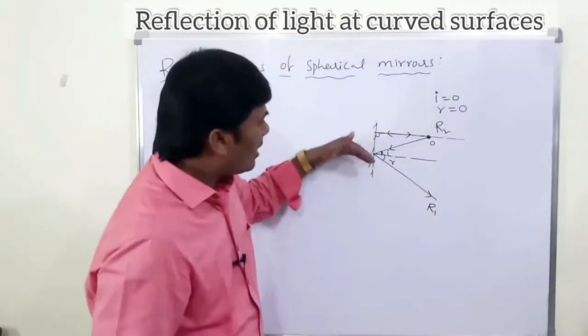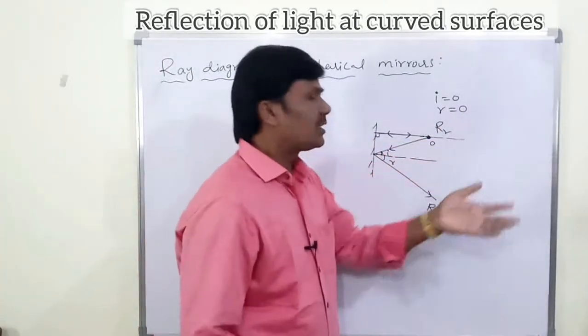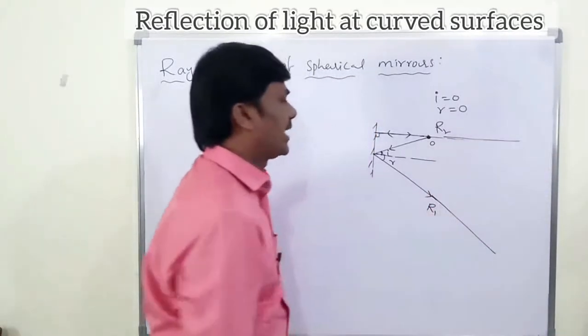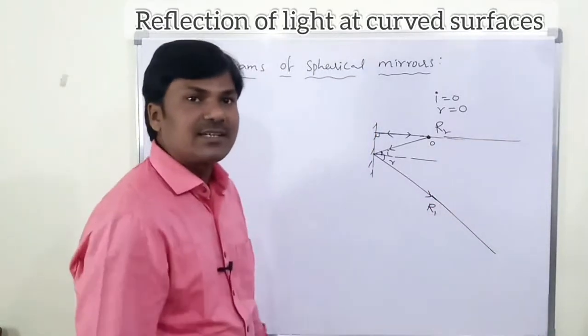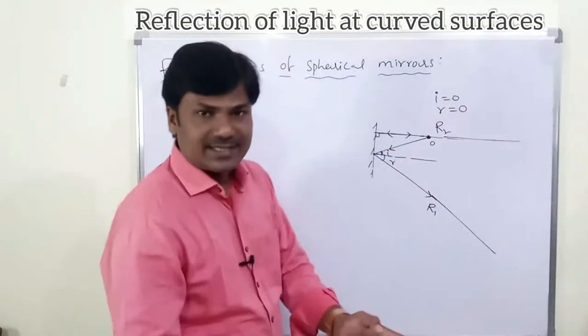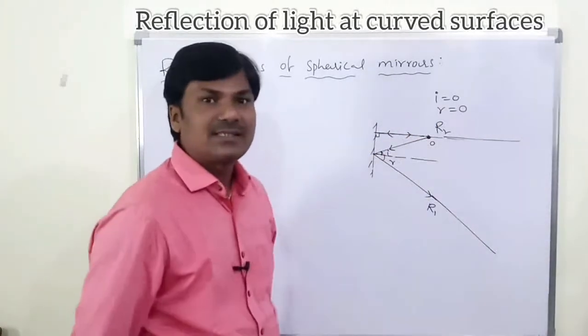So we can see this is the first reflected ray, and this one is the second reflected ray. They are not meeting anywhere. You extend them to whatever extent you may, they will not meet. Why? Because the plane mirror doesn't give a real image. The light rays which are reflected do not meet.